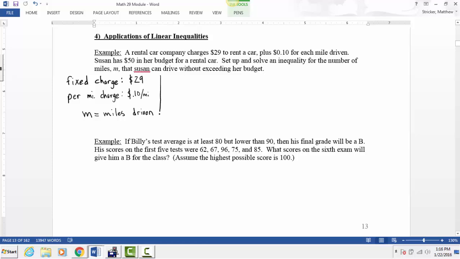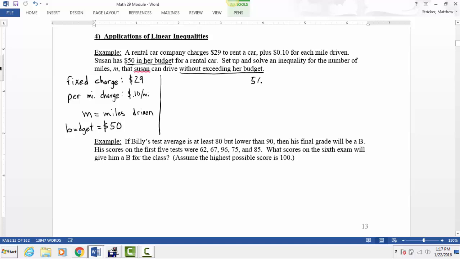And so the reason why we can use an inequality here is because they talk about wanting to find how many miles, M, so that Susan drives that car without exceeding her budget. And what is her budget? How much does she have to spend on this rental car? Well, it says right there she has a $50 budget, so her budget is $50. So if we don't want to exceed her budget, this is where the inequality comes in.